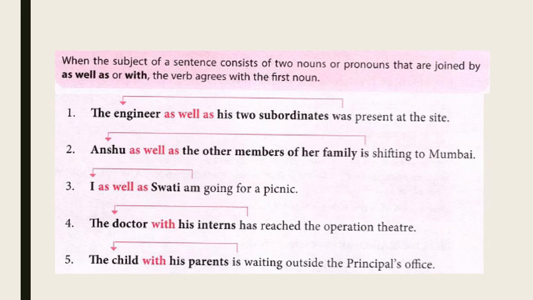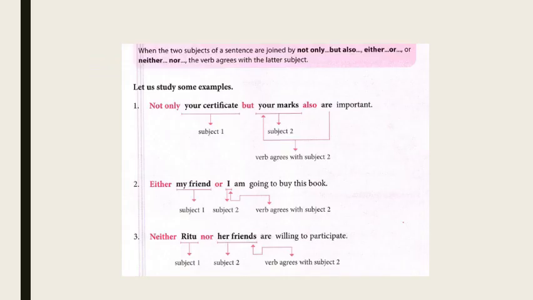Coming to the next rule. Here we have when two subjects of a sentence are joined by not only but also, either or, and neither nor, the verb agrees with the latter subject. Latter means the second noun. It is exactly the reverse case. In the previous rule, we found that the verb agrees with the first subject when it is joined by as well as or with. Here, when the subjects are joined by not only but also, either or, and neither nor, the verb will agree with the second subject or the latter subject, or the verb agrees with the subject which is very close to it, right?